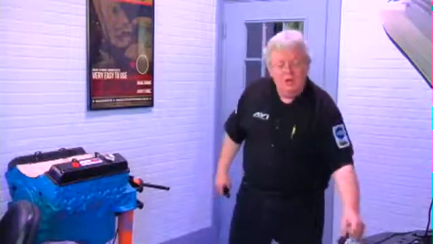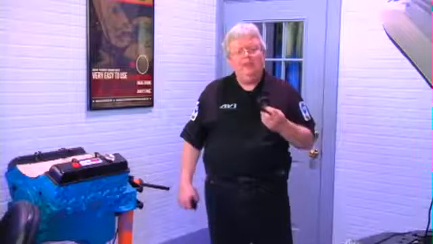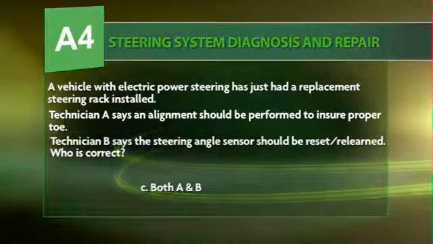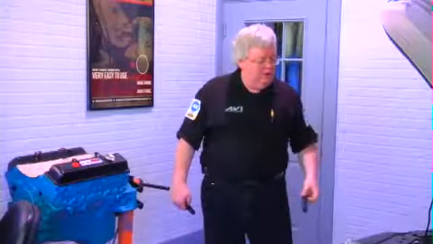you may have to cycle the key and do some kind of a feature. It's pretty simple to relearn that steering angle sensor, or you may have to use the factory scan tool. So they vary all over the place. Make sure you know there are variations. ASE A4 won't ask you which particular model does what, but it may ask you some of those variations. So the answer is both technicians are right. You've got to do a toe alignment job with a rack replacement, and probably should relearn this when you deal with any kind of a steering component on the vehicle.